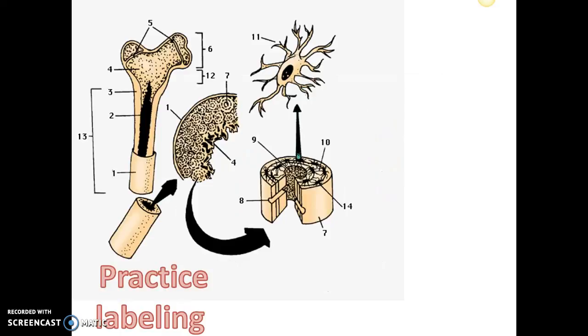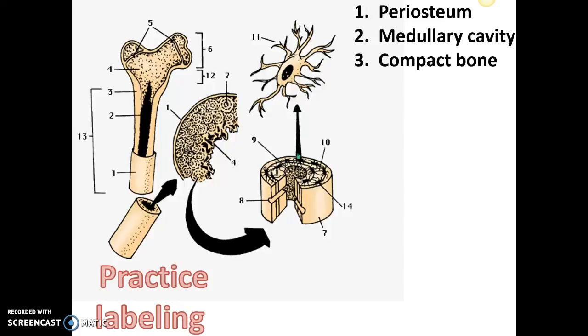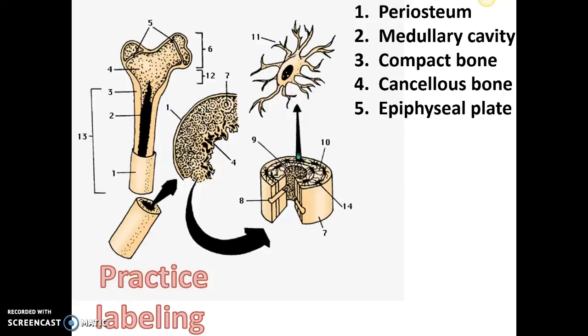Now, here's some practice labeling you can do at home on your own. Number 1 is the periosteum. 2 is the medullary cavity. 3 would be the compact bone that's on the outside. 4 is cancellous or spongy bone. 5 is the epiphyseal plate, the growth plate. 6 are the epiphyses, or that's the epiphysis, this is one of them. 7 is the osteon, which is the whole circular area. I'm assuming that's what they're pointing at.